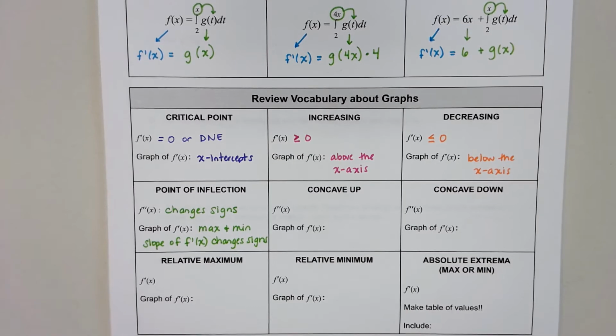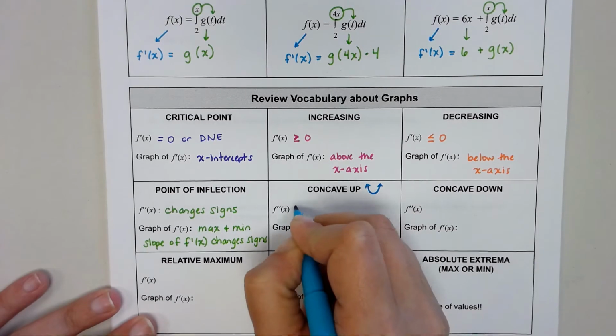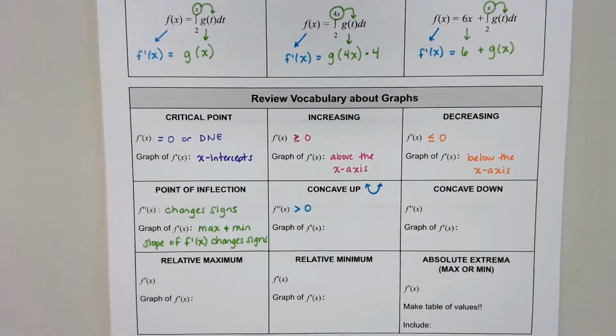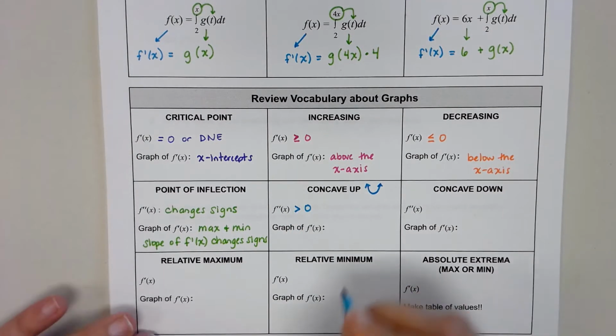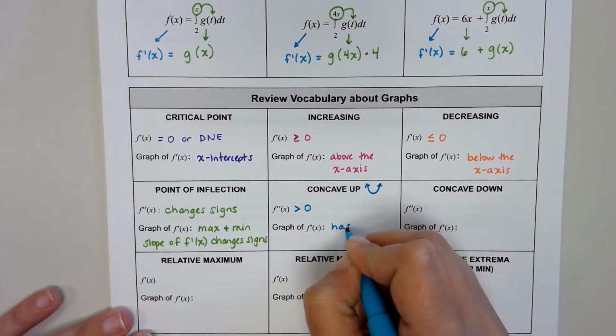Now, concave up is a specific vocabulary word that we use to describe functions that have a positive concavity, so a positive second derivative. They're concave up. This is going to be greater than 0, the second derivative. On the graph of f prime, it would be where the graph of f prime has a positive slope.